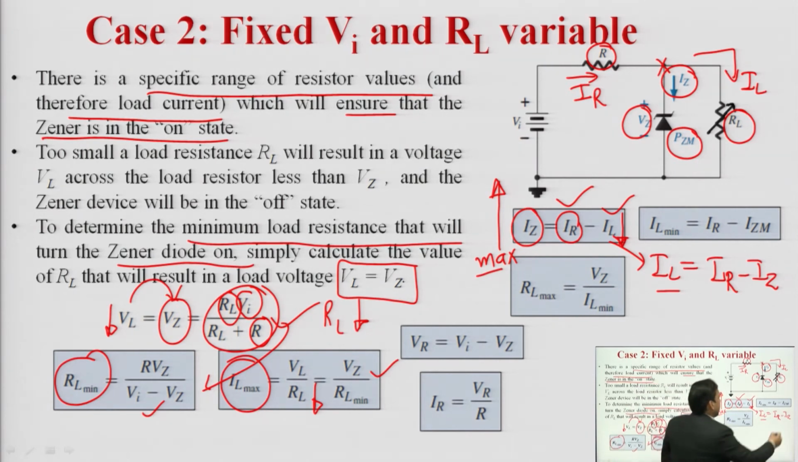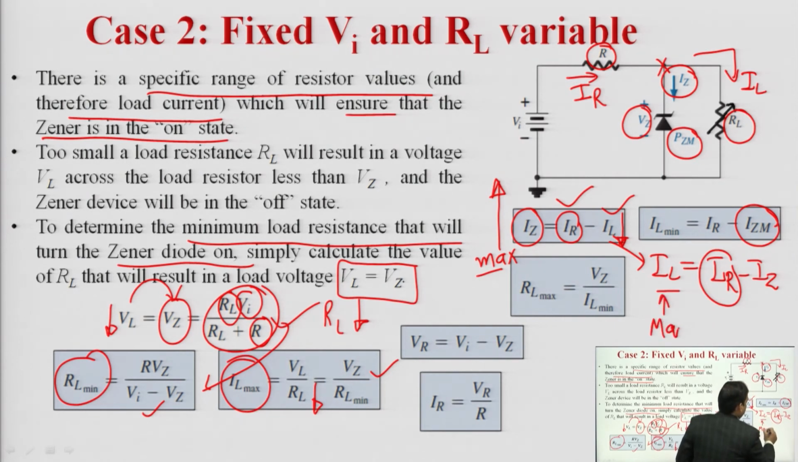So, this is nothing but IZM. If we are utilizing this particular equation, and it is given that IR is fixed and IZ minimum we are able to calculate, then we will have the maximum value of load current. Or we can say in this manner also that IL minimum equals IR minus IZ max.